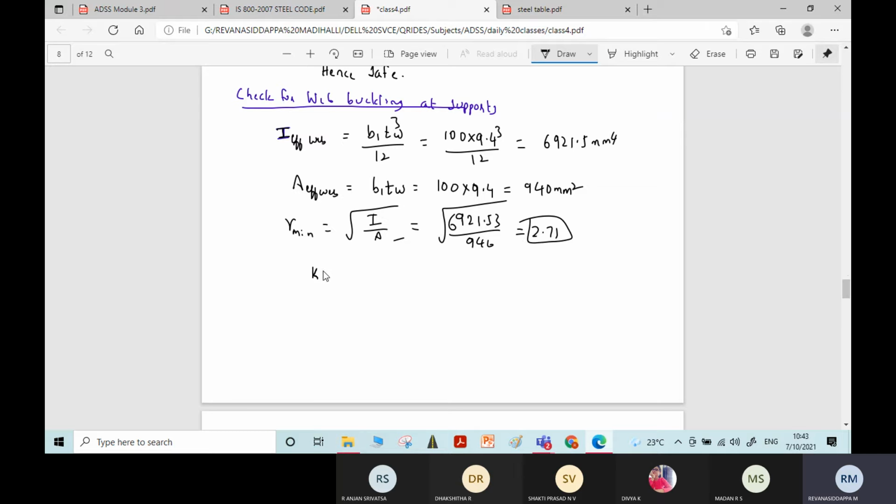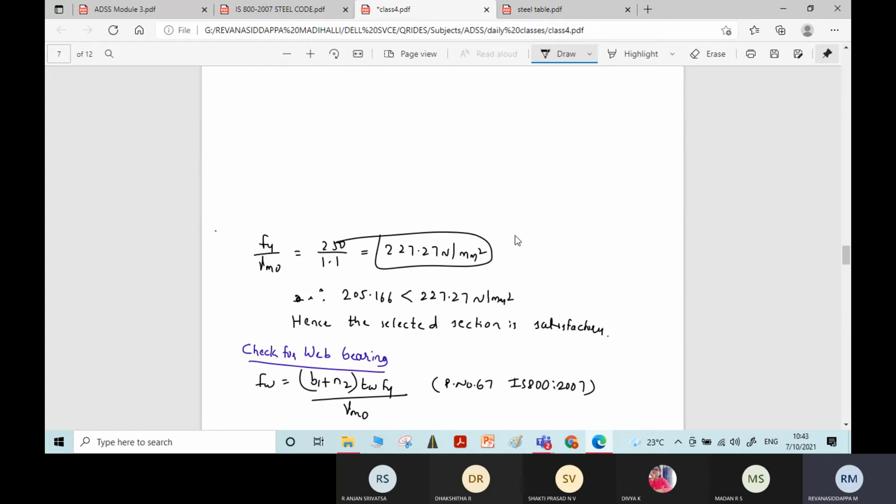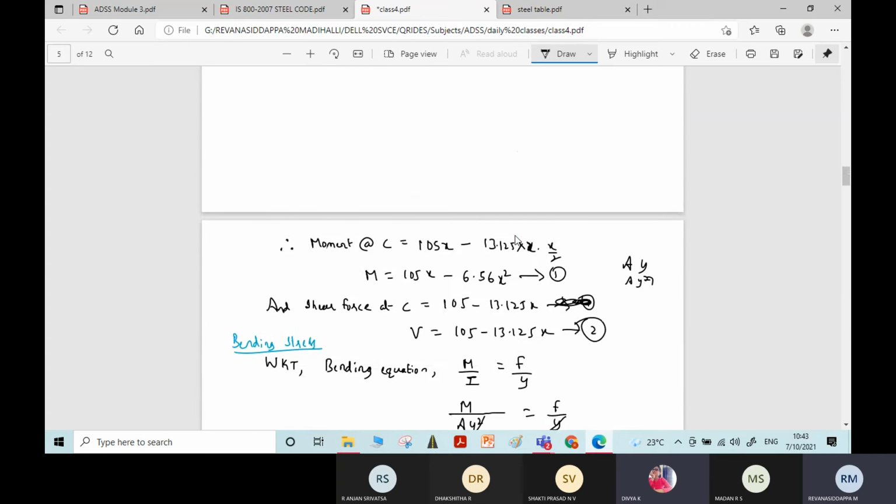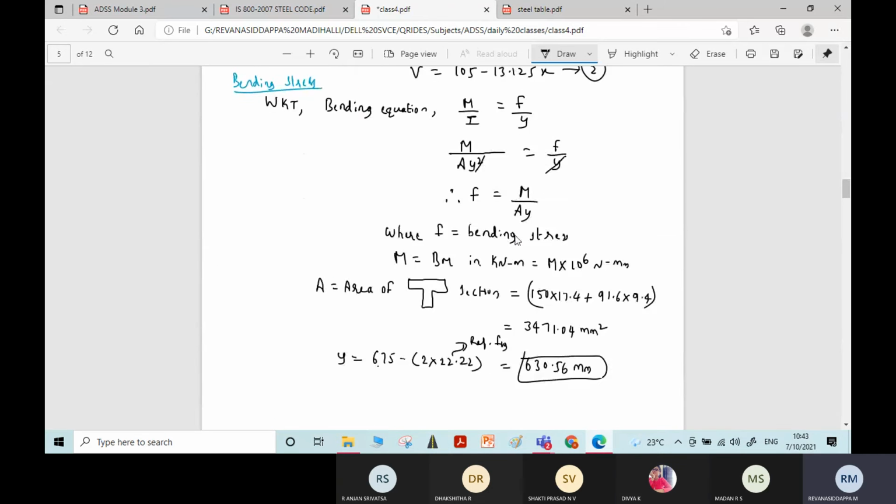Now find KL, effective length. KL is given by 0.7 times the effective depth. This is given in page number 66 of the code book. What we have chosen is 670, correct? 670 or 675. 675.